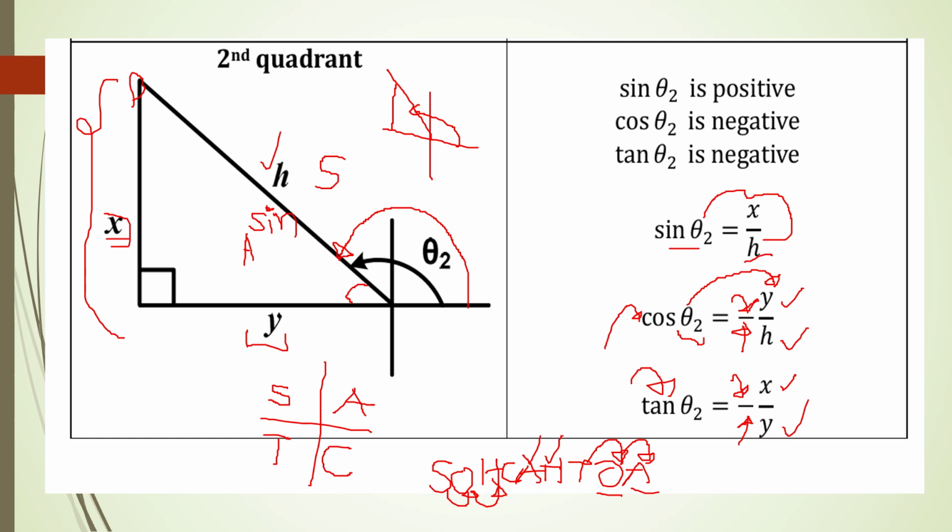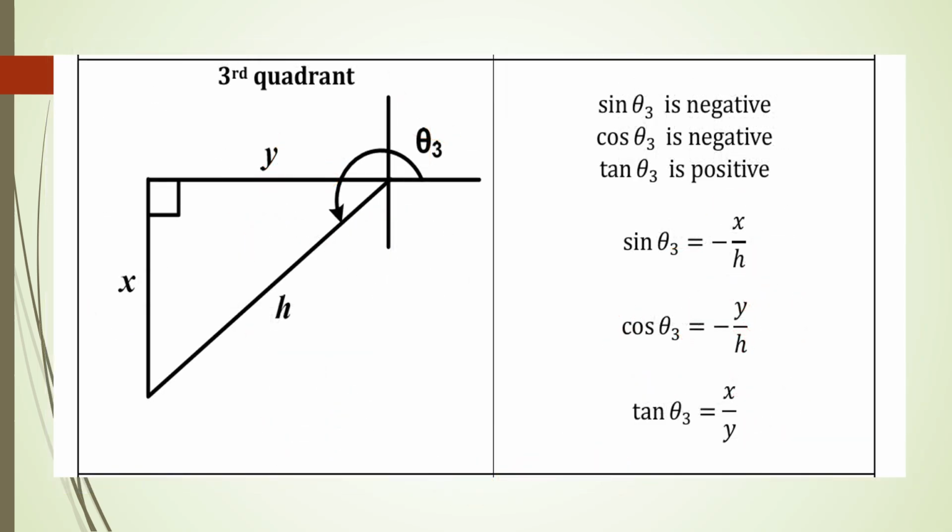Now let's look at how we can get the ratios in the third quadrant. Looking at the third quadrant, remember that you have already handled the first, where all of them are positive, and the second, where only sine is positive. For theta 3, remember that I told you we measure angle starting from the positive x-axis. So from here to here, we also have to measure an angle.